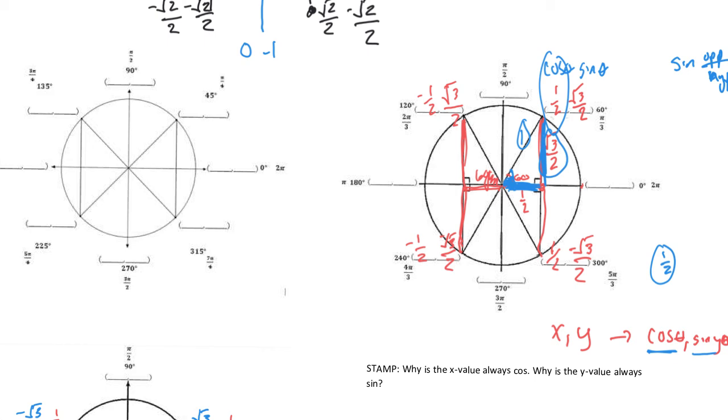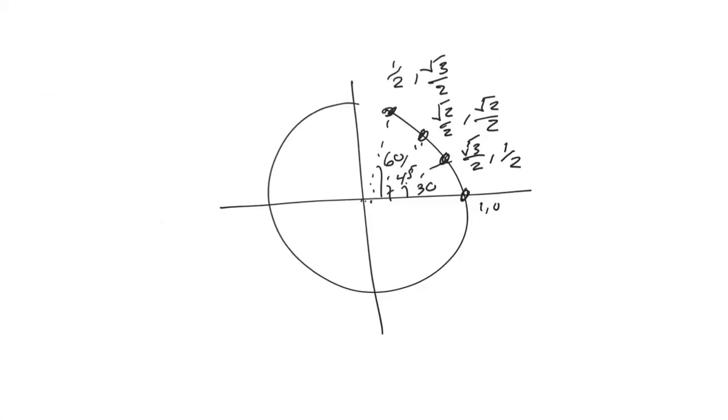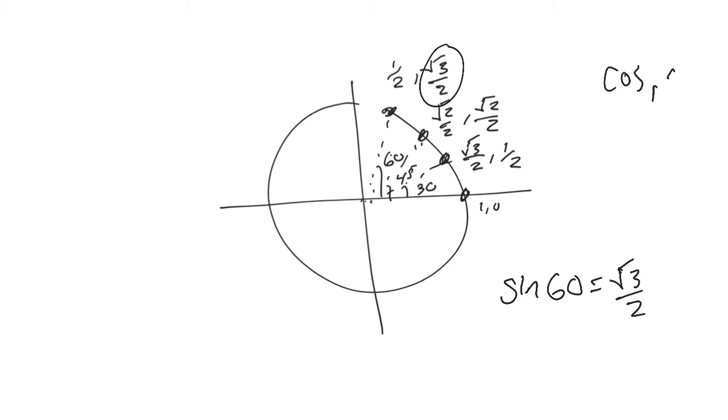So if I look back at the unit circle, let's say someone said, what is sine of 60? Well, I know sine is always the y value. So what's the y value at 60? It's square root of 3 over 2. So it's always cosine comma sine, or x comma y. So what is cosine of 45? Well, here's 45. Cosine is the x. So cosine 45 equals square root of 2 over 2.